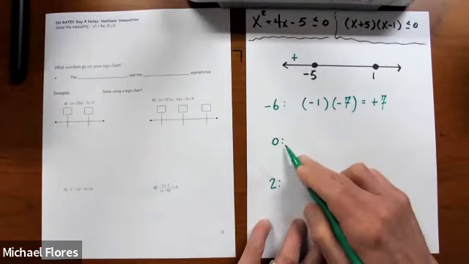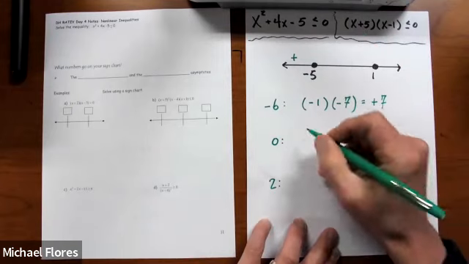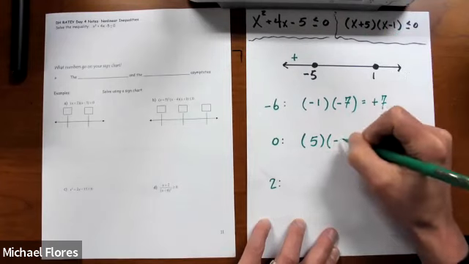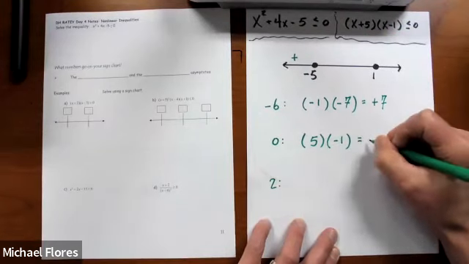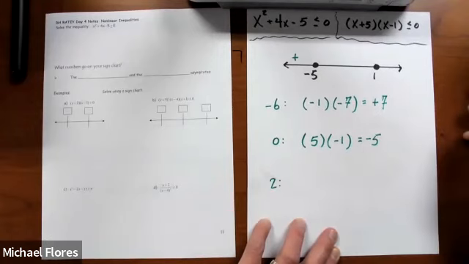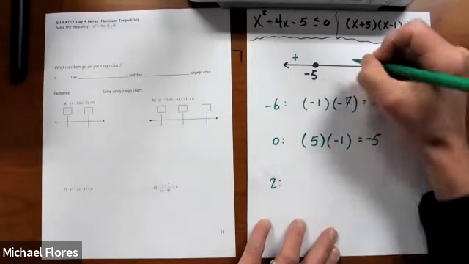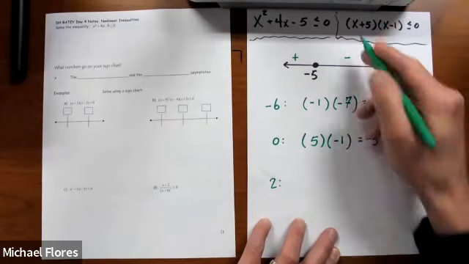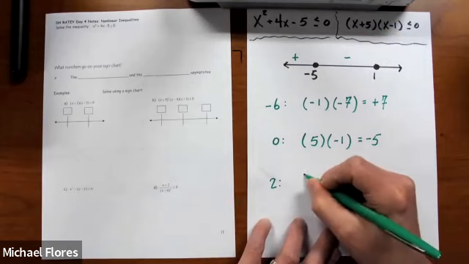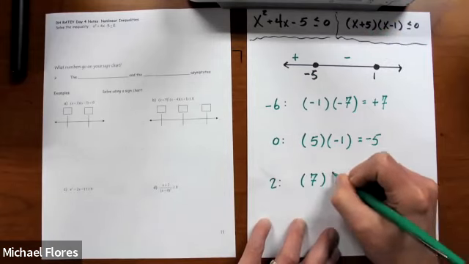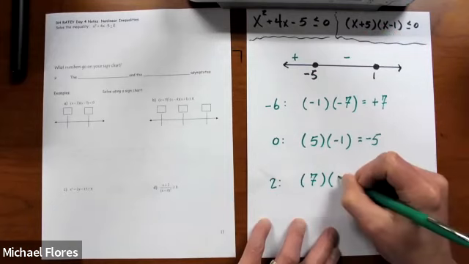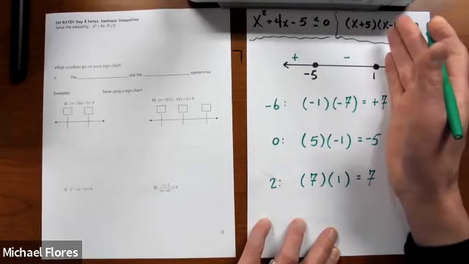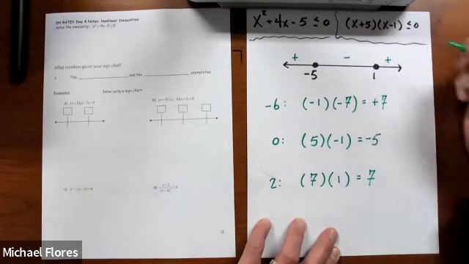Okay, now let's use 0. If I took 0 and plugged it in here, 0 plus 5 is 5. 0 minus 1 is -1. 5 times -1 is -5. So what that means is anything in between -5 and 1 is going to be a negative number. And now we're going to use 2. If we took 2 and plugged it in, 2 plus 5 is 7. 2 minus 1 is 1. 7 times 1 is 7. That's a positive number. What that means is anything greater than 1 will result in a positive.